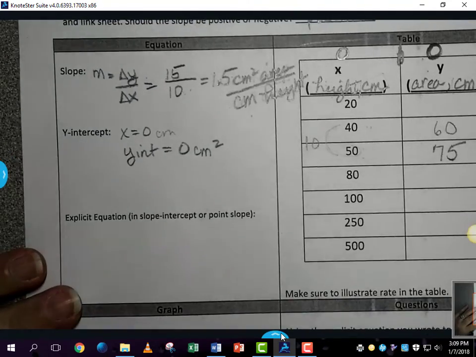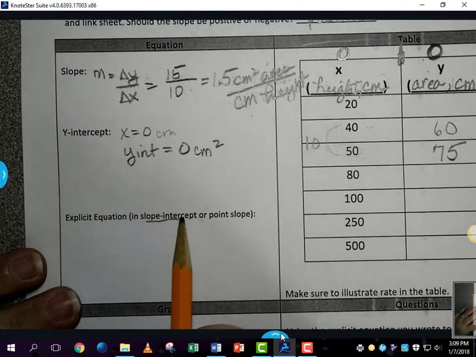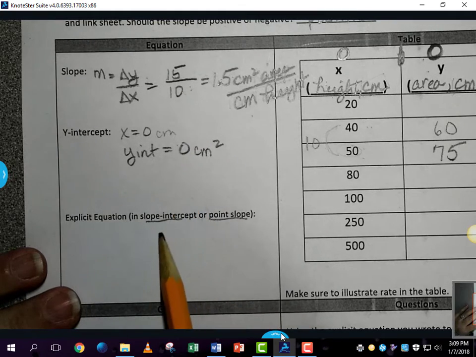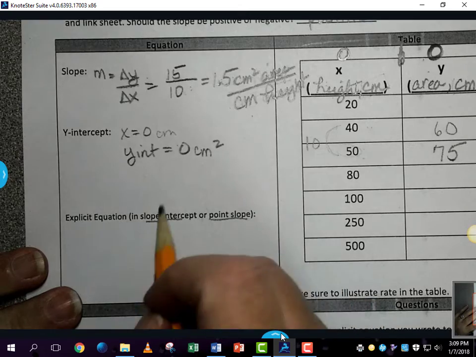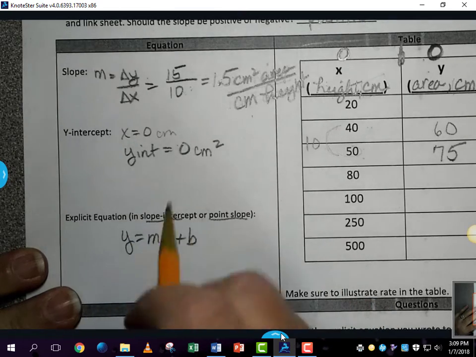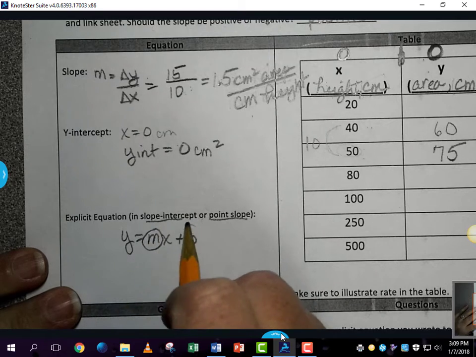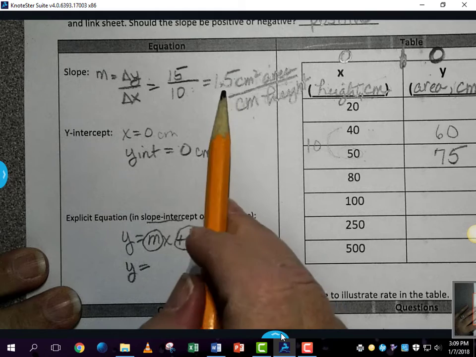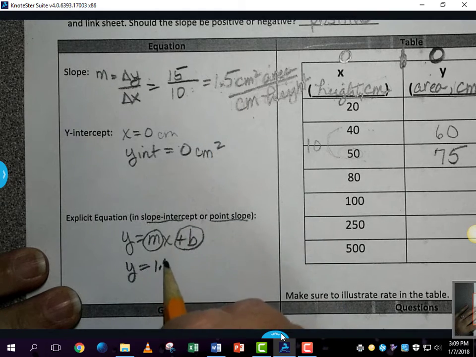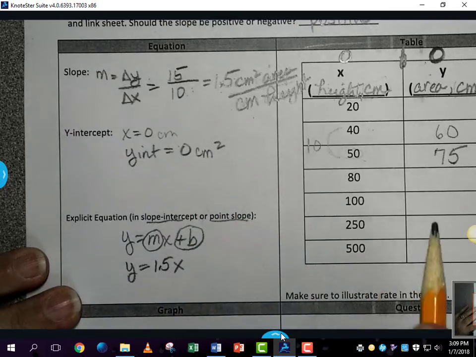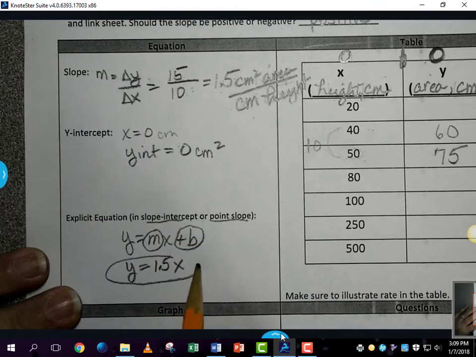Write the explicit equation in slope-intercept or the point-slope form. Well, since I have the slope and intercept, I'll go with the slope-intercept form. So I need to have y equals mx plus b. I need to fill in values for m and for b. I'm going to have y equals 1.5x, and the value of b was 0, so I don't really need to put anything there.